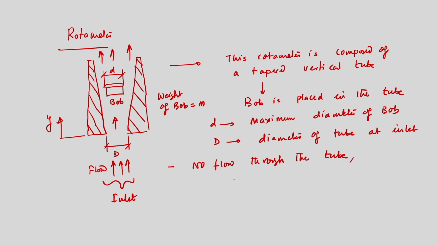Now, just when we start flow from the bottom, the flow will try to drag the bob along, and the bob will be in the fluidized state. So, when there is no flow through the tube, bob is at rest, at the bottom of the rotameter.